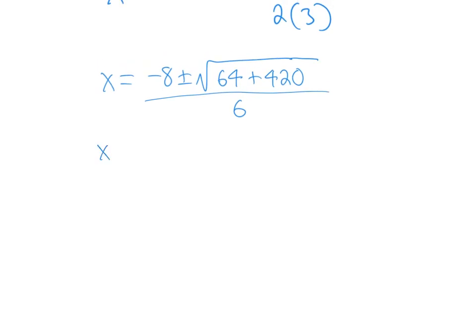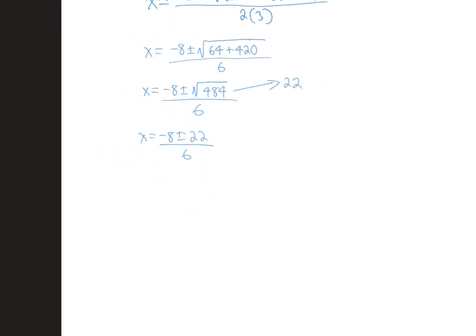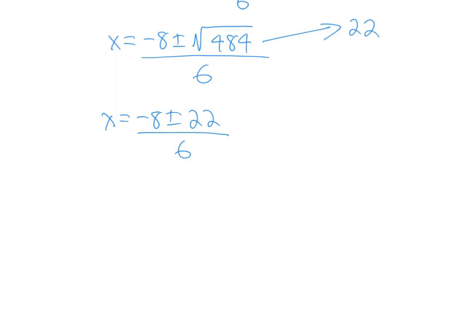All right, simplify that some more. x equals -8 plus or minus the square root of 64 plus 420, which is 484, all over 6. The square root of 484 is 22. So we have x equals -8 plus or minus 22 all over 6. We've got room, good. So now we're going to split this.